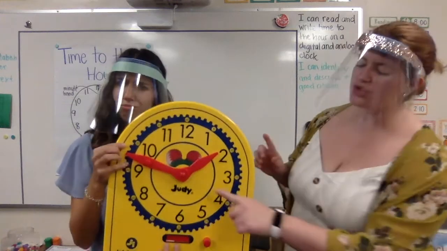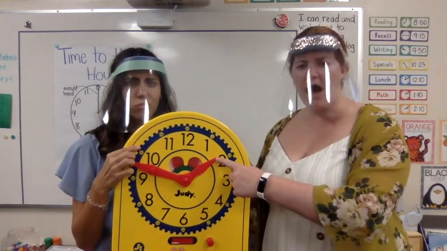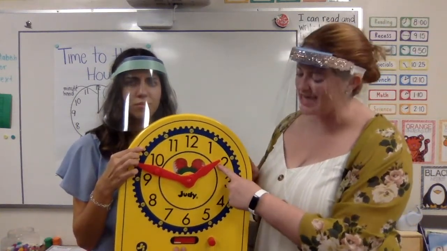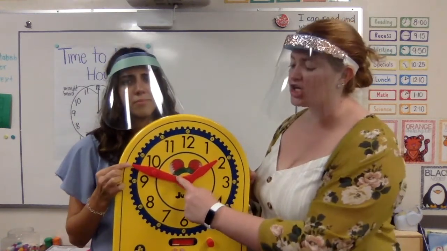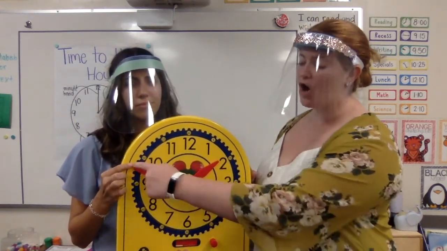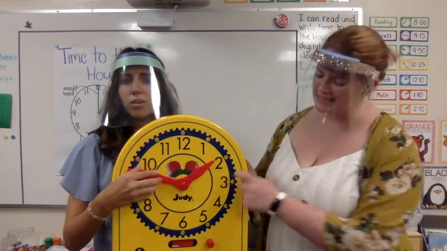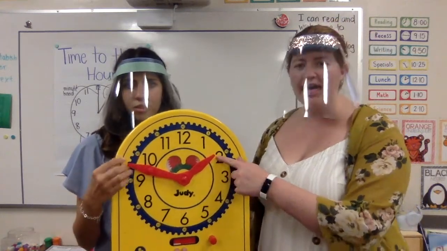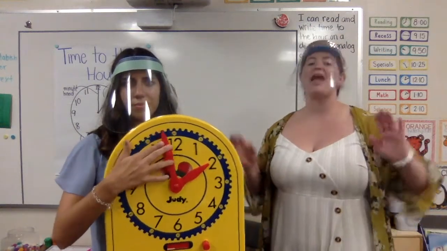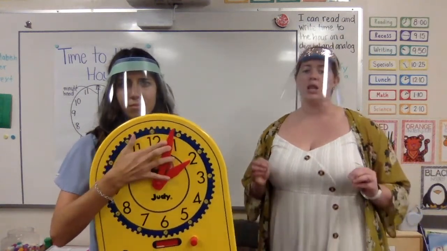You know what? The shorter hand is the hour hand because it's pointing directly to the hour. And the longer hand is the minute hand because it's going all the way to the minutes, which is this outside part. It has these little ticks. So the hour hand is shorter and the minute hand is longer.